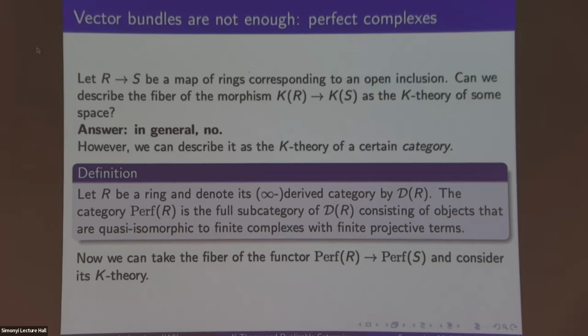You may think of it as finite complexes with finite projective terms, up to quasi-isomorphisms. So instead of working with Proj of R, which was just finite projective modules, now you work with finite complexes of those. If you know about homological algebra, this is a very natural thing to do. Now you can look at this functor, Perf of R to Perf of S, which is the base change functor: you take a complex, tensor it with S, and get a complex over S. And you consider its fiber.